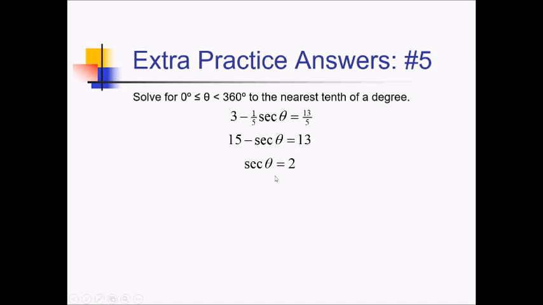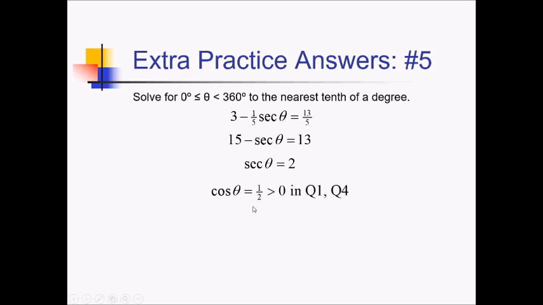Now, in order to keep going, I need to turn this into one of the original 3 trig functions. So I'm going to take the reciprocal of secant, which is cosine, and that's going to equal the reciprocal of 2, which is 1 over 2. If cosine is 1/2, the first thing to note is that that's a positive number. That means my x value of my angle must be positive, which means I must be to the right of the y-axis. So that means my answers are going to be in quadrants 1 and 4.